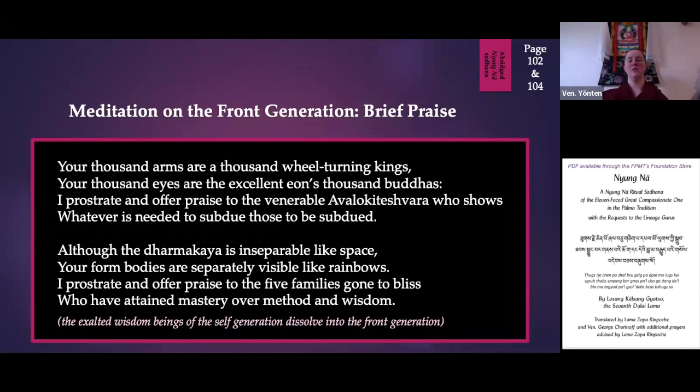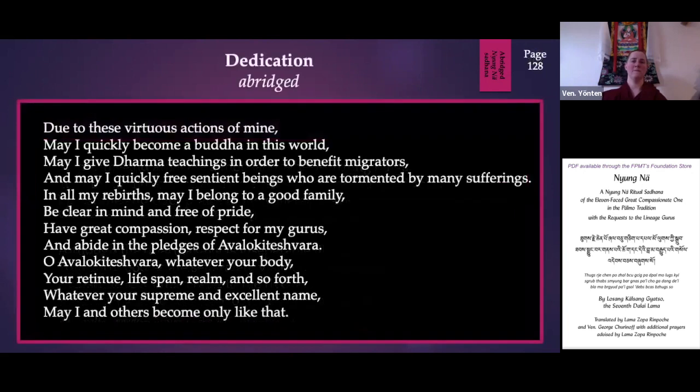The exalted wisdom beings of the self-generation dissolve into the front generation. Due to these virtuous actions of mine, may I quickly become a Buddha in this world. May I give Dharma teachings in order to benefit migrators, and may I quickly free sentient beings who are tormented by many sufferings. In all my rebirths, may I belong to a good family, be clear in mind and free of pride, have great compassion, respect for my gurus, and abide in the pledges of Avalokiteshvara. O Avalokiteshvara, whatever your body, your retinue, lifespan, realm, and so forth, whatever your supreme and excellent name, may I and others become only like that.